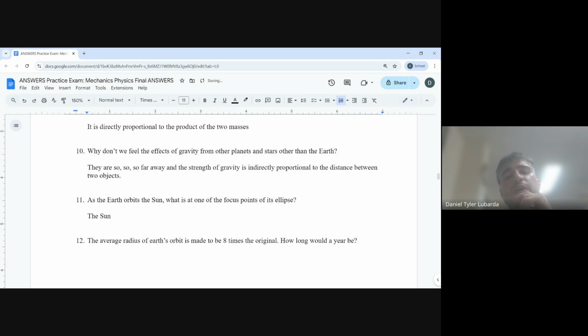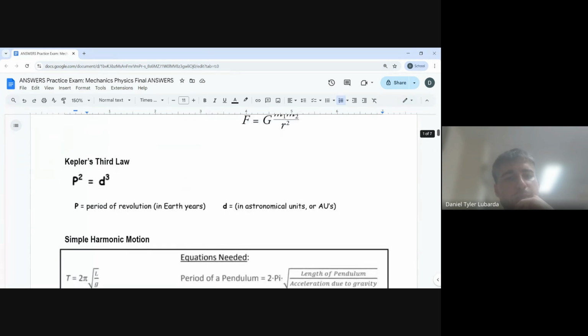Okay, the average radius of Earth's orbit is made to be 8 times the original. How long would a year be? So if we want to do this, we can look at our handy equation up here, Kepler's third law. Period, the time it takes to go around the Sun, is equal to distance cubed.